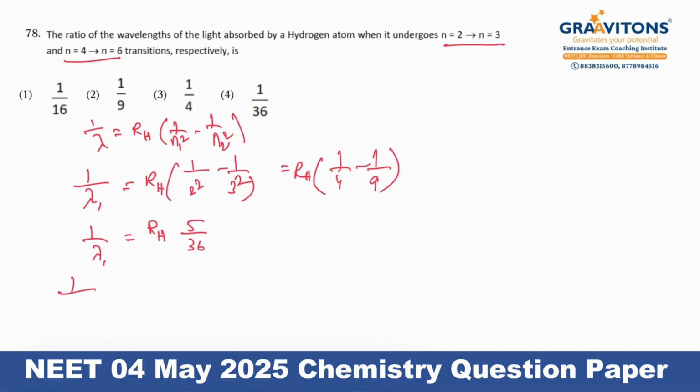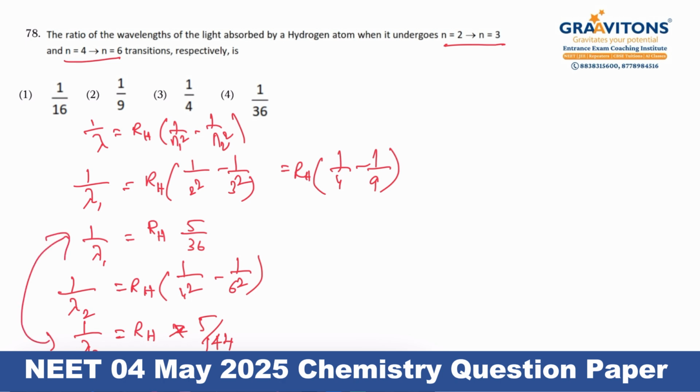Similarly, when you solve for lambda 2, that is RH into 1 by 4 square minus 1 by 6 square, you will get 1 by lambda 2 is equal to RH into 5 by 144. If I take the ratio of these two, that is lambda 1 by lambda 2, you will get the value 1 by 4. So the correct option here is the third one.